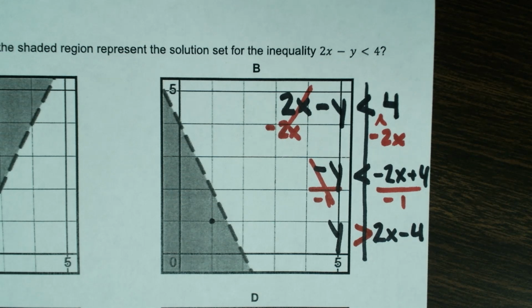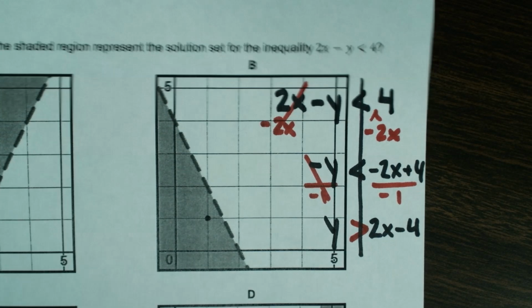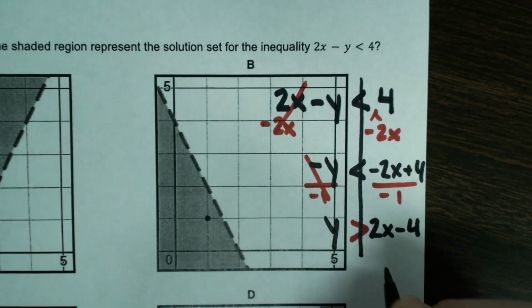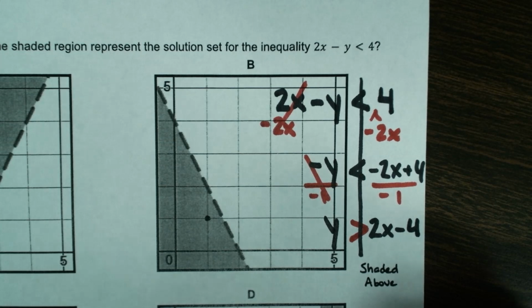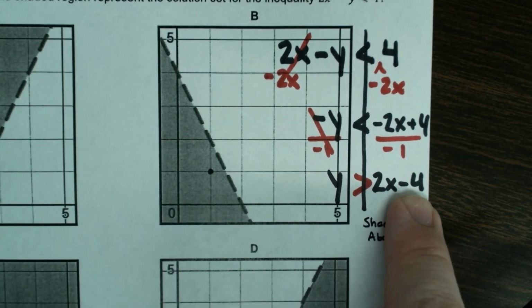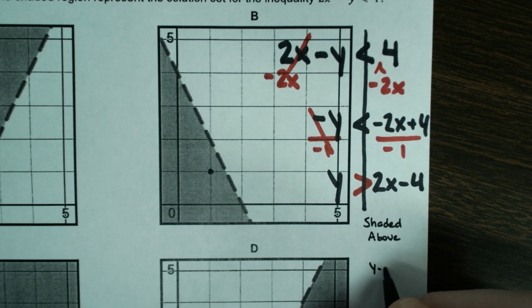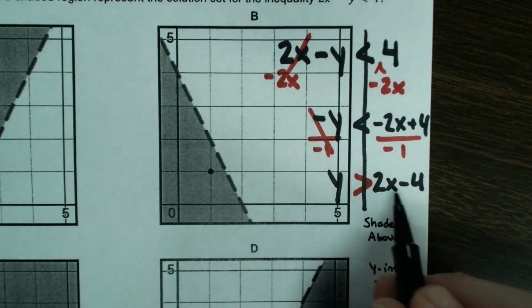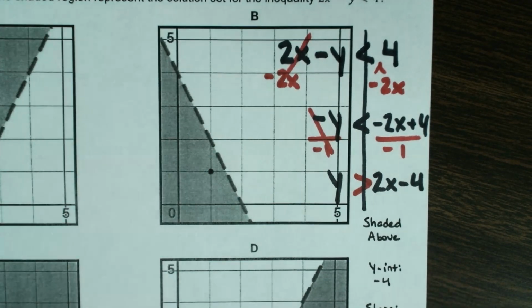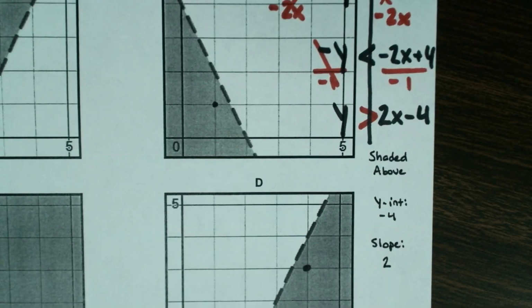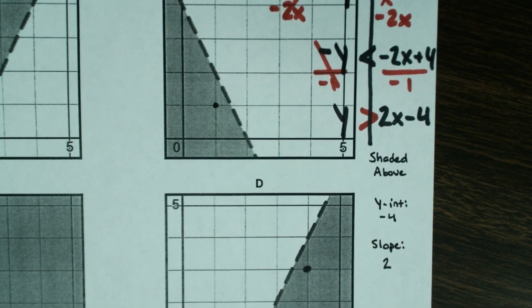So why did I do that? Because now looking at this, I know a couple of things. That greater than symbol says it should be shaded above. I also know, because of that minus 4 on the end there, that the y-intercept is negative 4. And I also know that the 2 in front of the x says there's a slope of 2. Knowing those 3 things now, I can eliminate 3 of the 4 options.